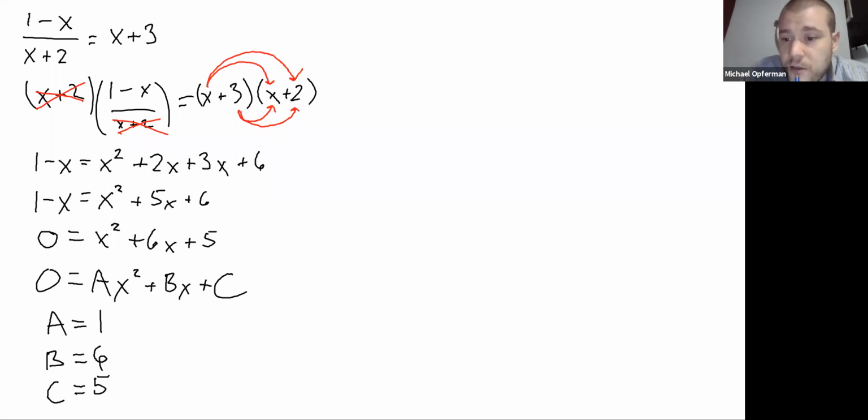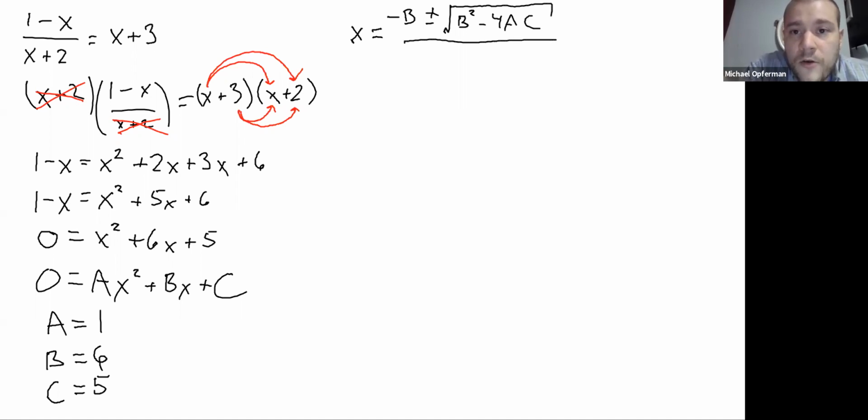Once you've identified your A, your B, and your C, the next thing to do is use the quadratic formula. The quadratic formula says that the solutions to this equation, there are 2 of them in a quadratic equation, both have the form x equals negative b plus or minus the square root of b squared minus 4 times a times c, all over 2a.